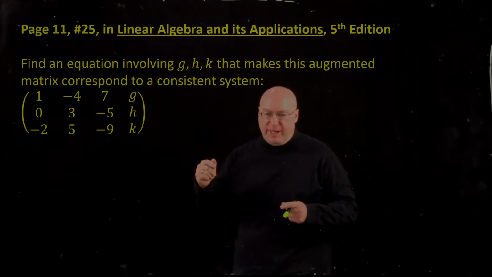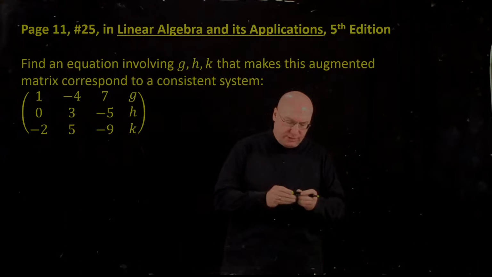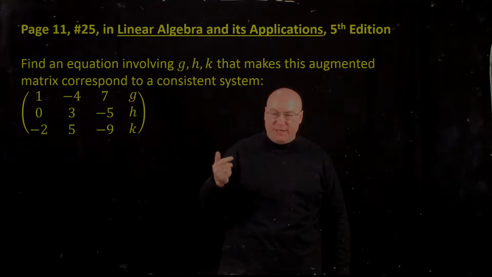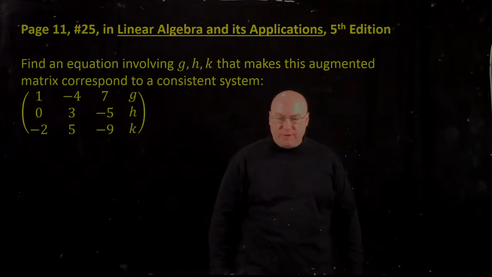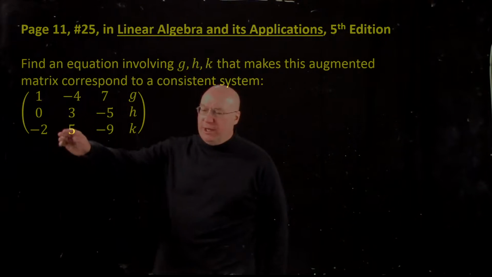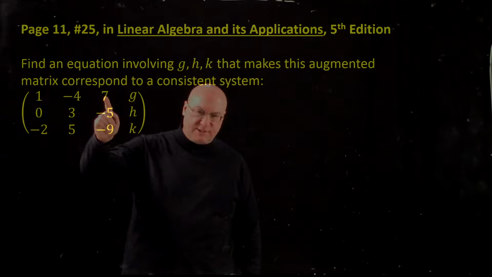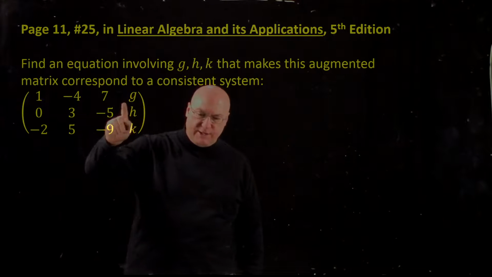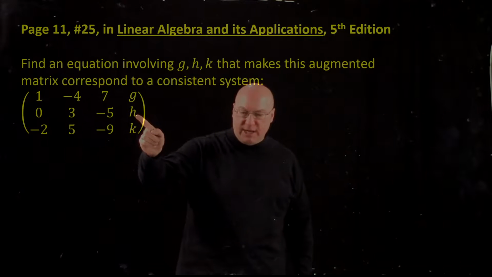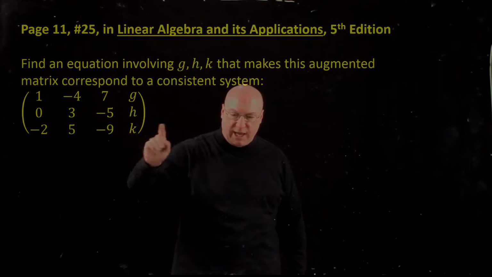Okay, I thought I would give you an example of how to work one of the not just purely computational problems. So this is page 11, number 25 in our text. Find an equation involving g, h, k that makes this augmented matrix correspond to a consistent system. So you can see what this is. It's x1 minus 4x2 plus 7x3 equals this number g. Nothing here, so it's 3x2 minus 5x3 equals h, and it's negative 2x1 plus 5x2 minus 9x3 equals k.